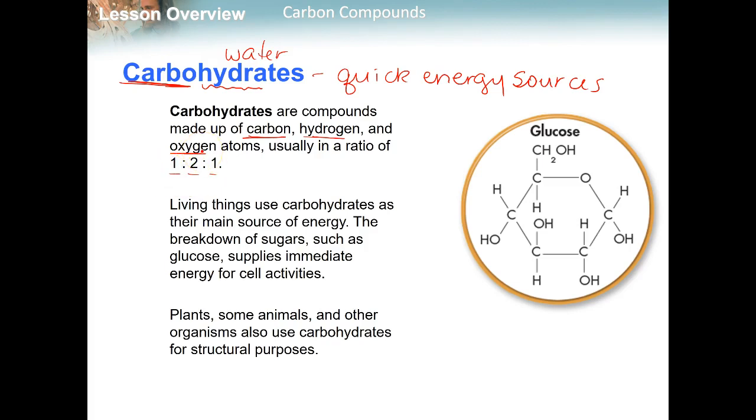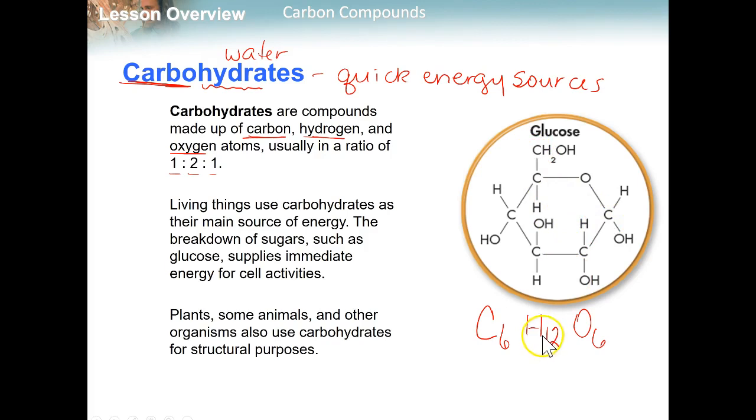So let's take a look at our little model that we have over here, and this is glucose. And glucose has the chemical formula C6H12O6. Okay, let's check that and see if it's right. We should have 6 carbons. 1, 2, 3, 4, 5, 6. We do. We have 6 carbons.